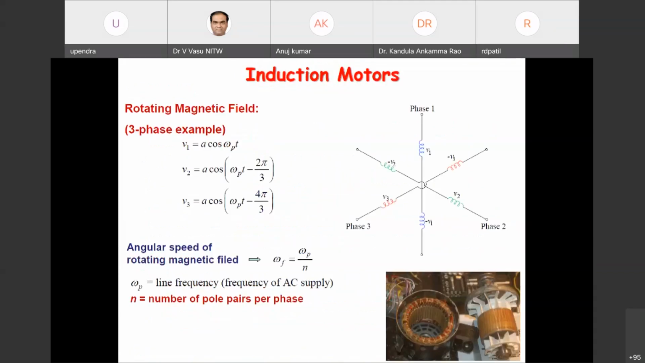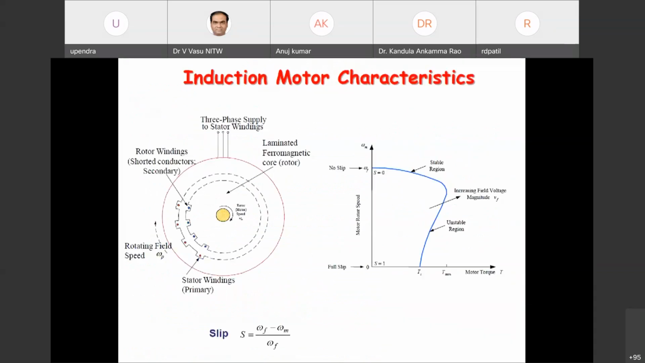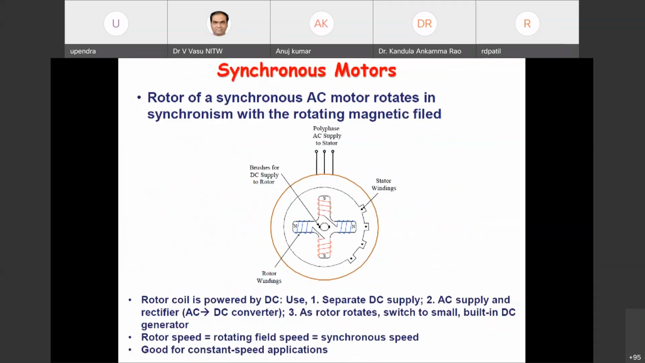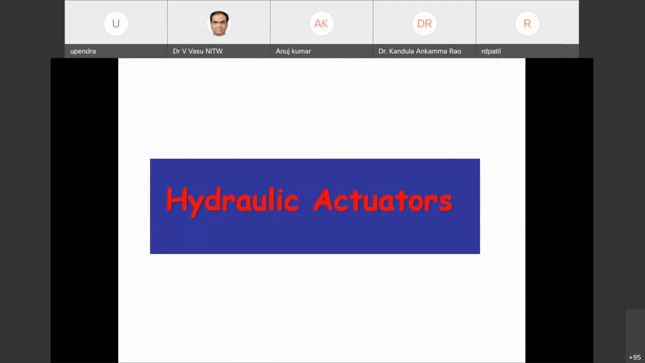Okay, so we have induction motors, and I will skip the working principle. We have synchronous motors also. These are the two main types of continuous actuators. Now we are going to look at hydraulic actuators.